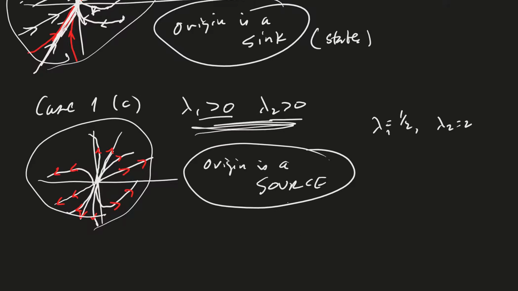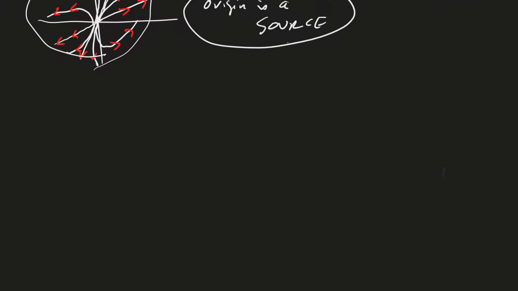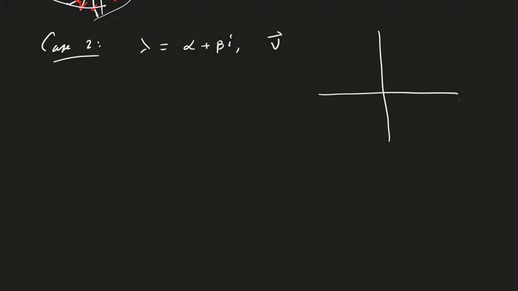Alright, so we're continuing our cases here. Case 2 we're going to look at is the case where we have complex eigenvalues. Lambda equals alpha plus beta i with a corresponding eigenvector that's complex. Right, but our solutions are not complex. And so the question always comes up, well, how do I figure out, in the xy plane, what I've got?